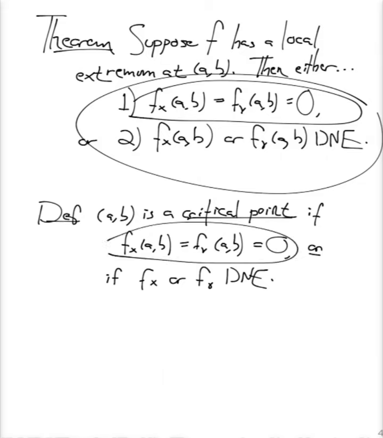If either both the x and y partial derivatives evaluate to 0 at that point, or if one of those partial derivatives evaluated at that point doesn't exist. And again, I'll repeat it one more time. To find the local extrema, we first find critical points. Let's go on and do an example.